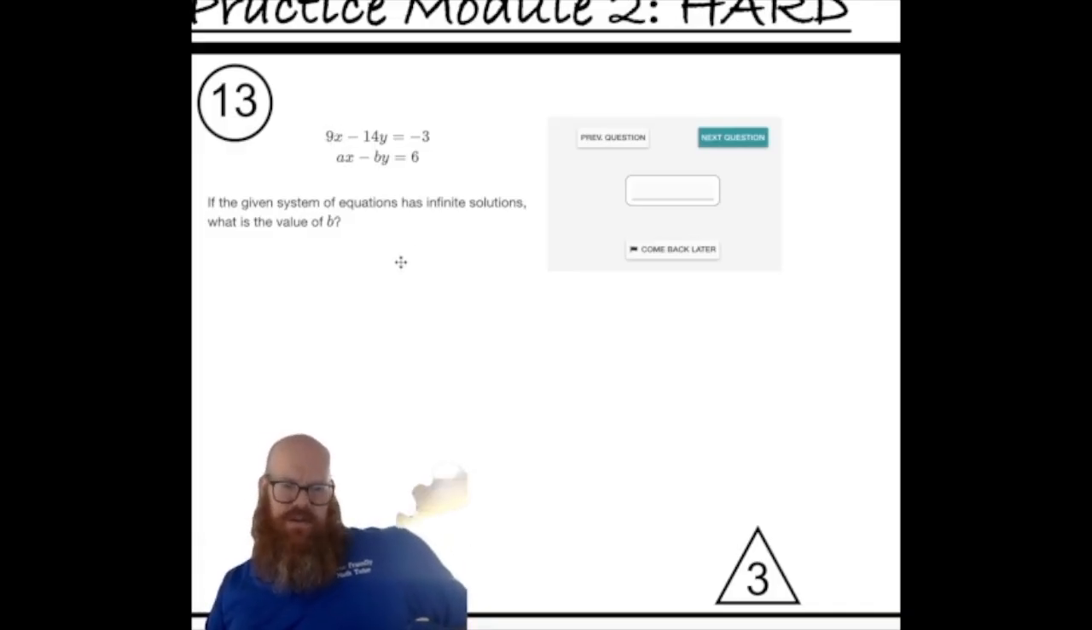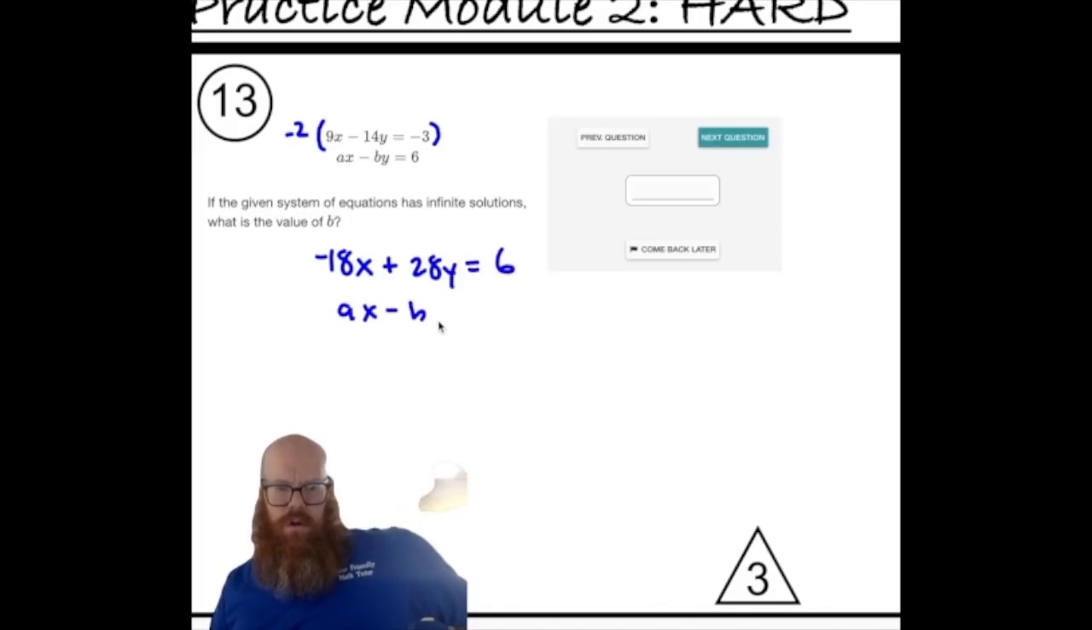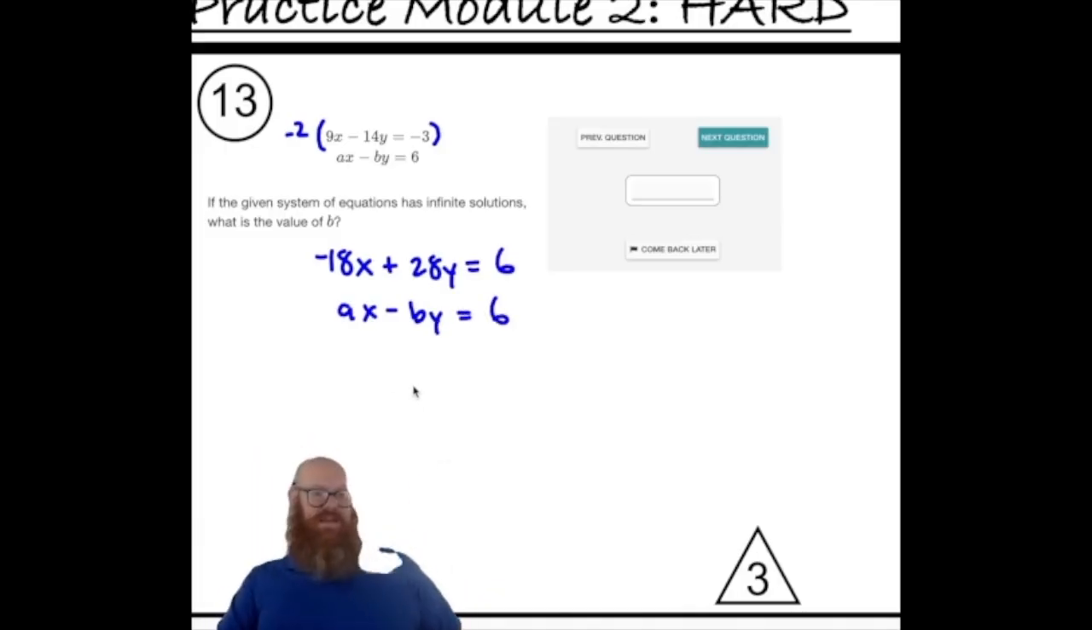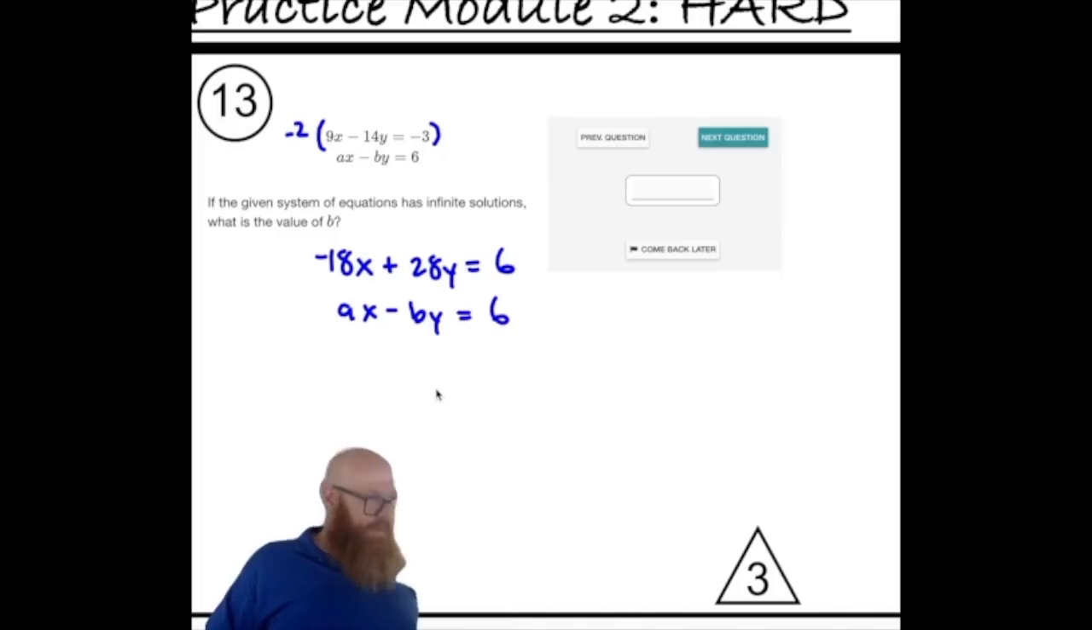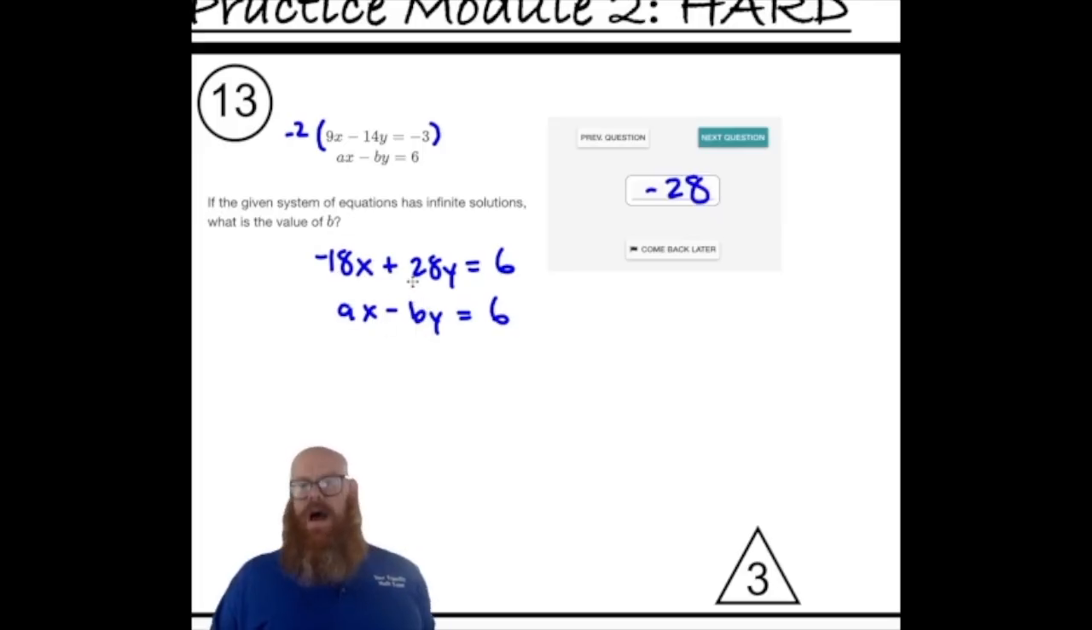A system has infinite solutions if you can make both equations look exactly the same. So I'm going to multiply the first equation by negative 2, and I'm going to get negative 18x plus 28y is equal to 6. And the second equation I'm going to leave alone, because now I just look at it and say, okay, what do I need to make these exactly the same? So I know it doesn't ask for it, but A would need to be negative 18 and B would need to be negative 28. Because if B is negative 28, then I'm going to get a positive 28 here, and they're going to be exactly the same. And when they're exactly the same, we have an infinite number of solutions.